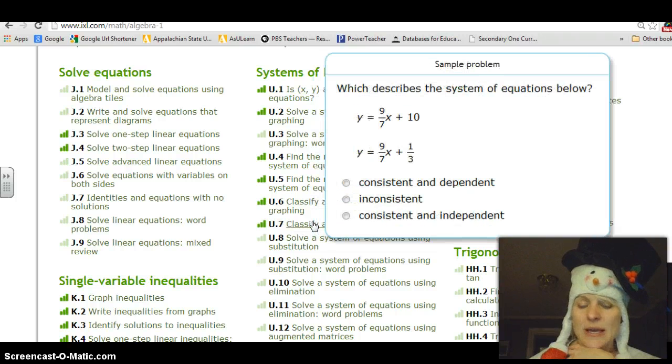If you are absent on Monday on the field trip, you need to do U7. You need to do 10 on U7, okay? So that's what's due tomorrow.